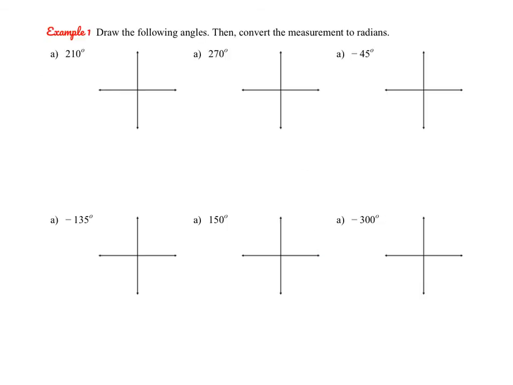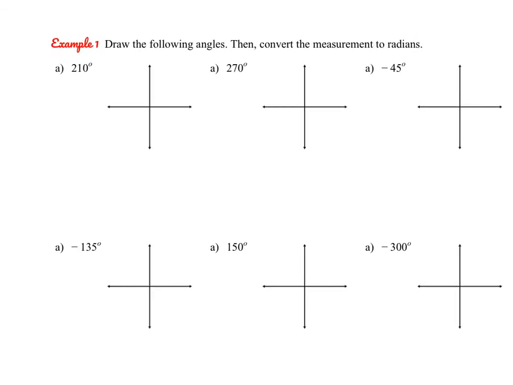All right, so now we're going to do some more practice of drawing our angles. So these are all in degrees, and then we're going to convert them to radians. So let's start with 210 degrees. So 210 degrees is going to fall in quadrant 3 because it's between 180 and 270. So here's 210 degrees.